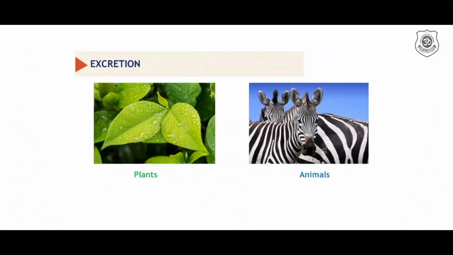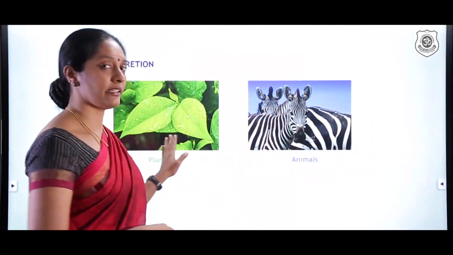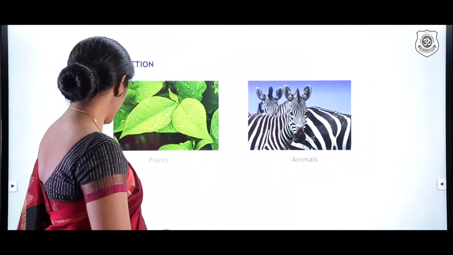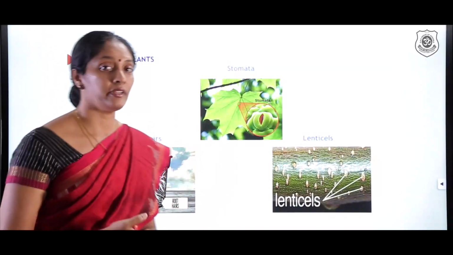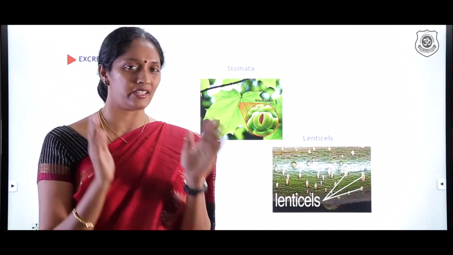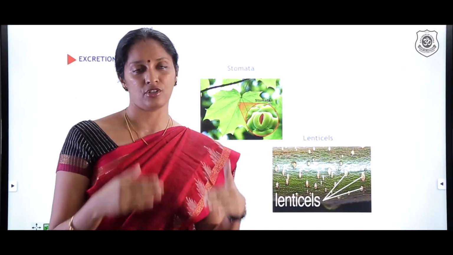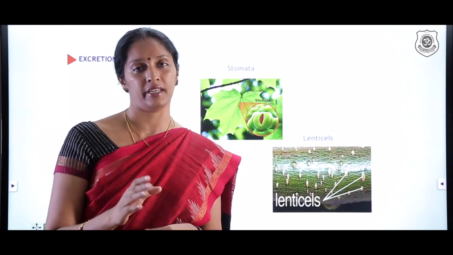Let us start today's module. We are going to deal with excretion in plants and animals. And we first start with excretion in plants. Plants don't have a specific excretory system that will help in excretion of the materials. But they do have certain structures that help in excretion.